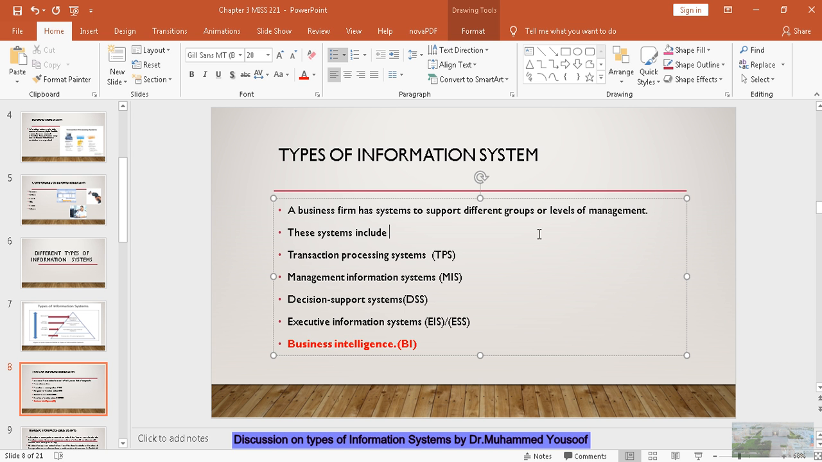The only idea I gave you today is about the types of information system and who are the people using the different types of information system, and I also spoke a little about business intelligence.